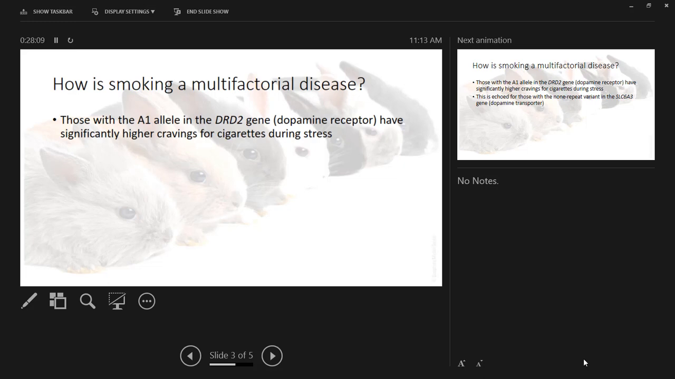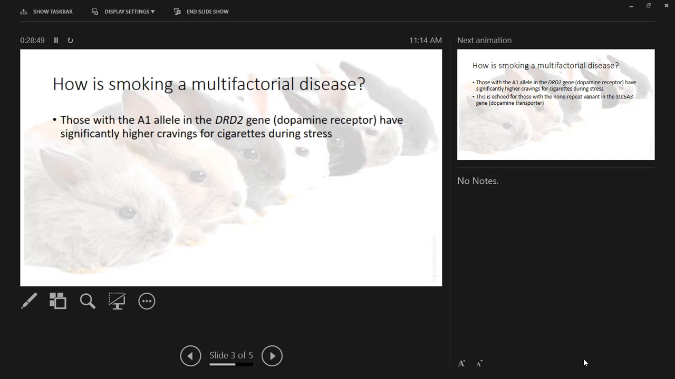So first, the first locus that we find a correlation between addiction to nicotine and this mutation is this one. We have what's called the DRD2 gene, which codes for the receptor for dopamine, one of our neurotransmitters. We have a specific allele in there called the A1 allele. And individuals with that A1 allele are significantly more likely to develop an emotional addiction to nicotine.